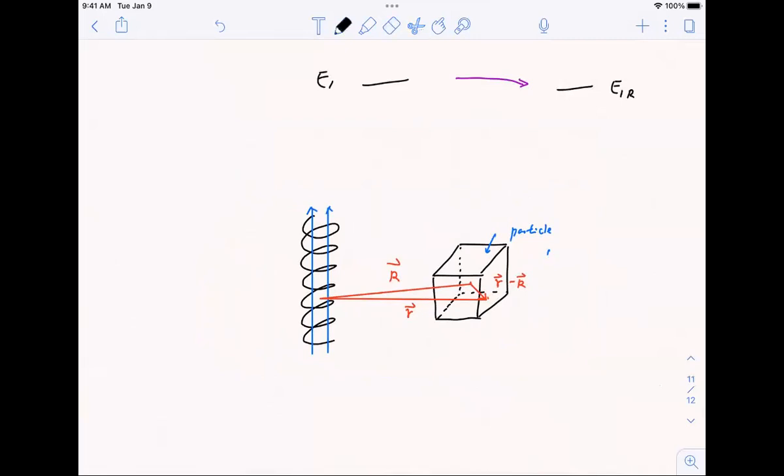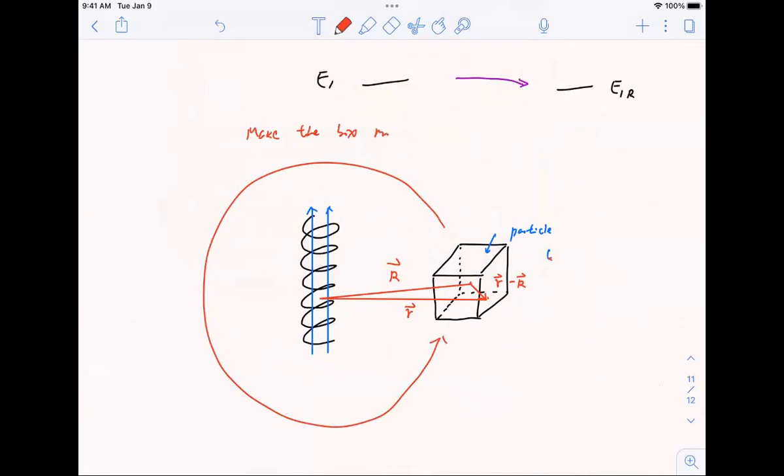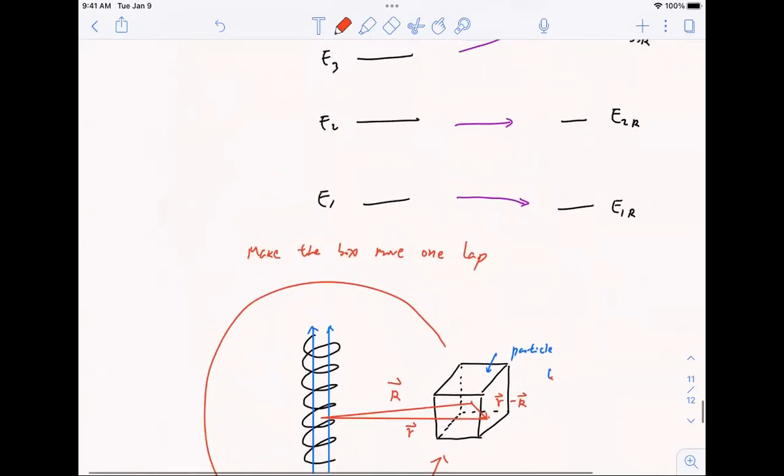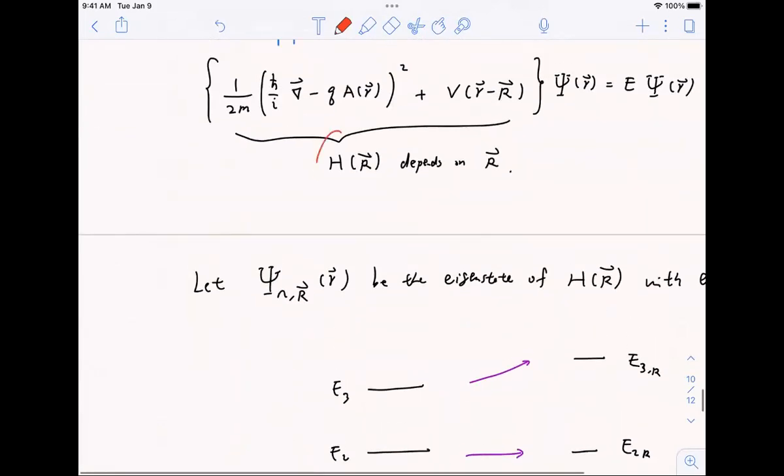We're going to cause this to go one round. Make the box move one lap. You just move this box one lap. So your Hamiltonian is going to make one lap and go back to itself. So according to what we learned, you pick up a Berry phase, right?